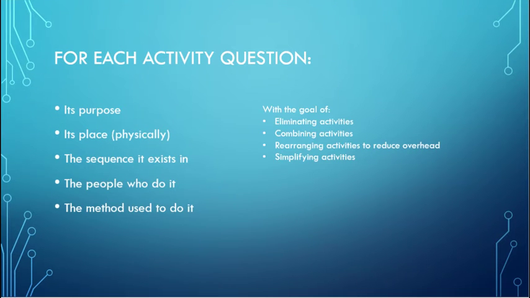Another possibility is to look at each activity in the process and make sure that you know exactly its purpose, where it gets done, where it exists in the existing process, the people who do it, and the methods that they use to do it. And look at that with the goal of eliminating activities or combining activities or trying to reduce overhead or simplify those activities.